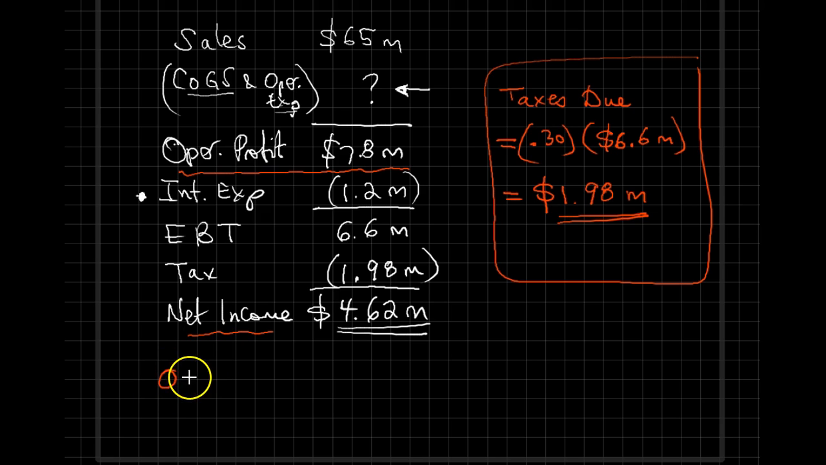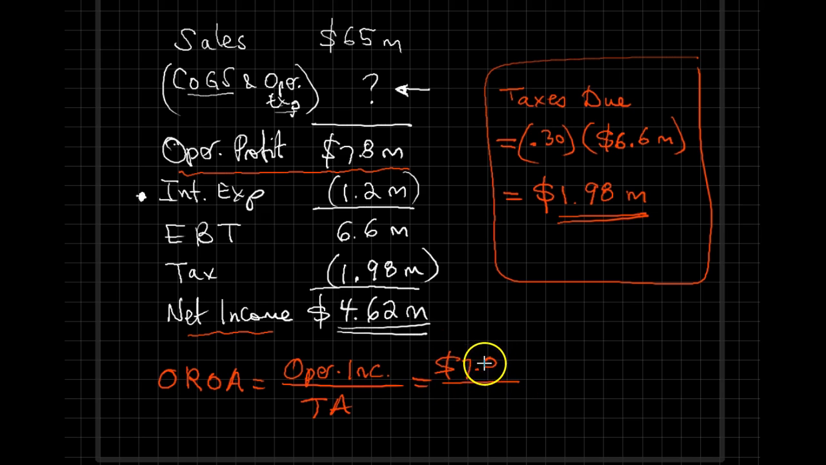My operating return on assets would be equal to operating income divided by total assets. We just found out that our operating income is $7.8 million, and our total assets are $42 million. Doing this division, I should get 0.186, or you can simply write 18.6%, the usual notation that we would use.